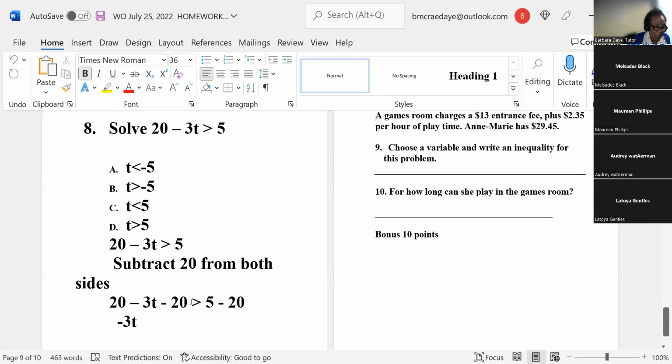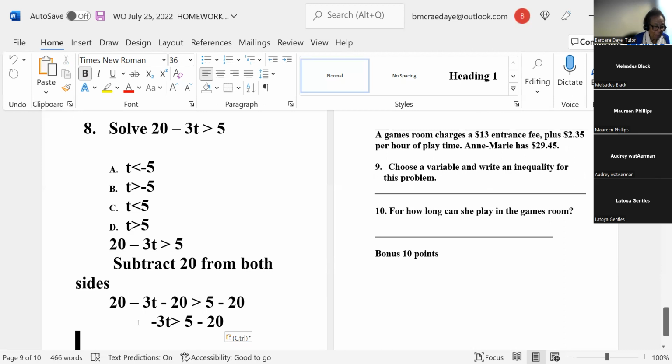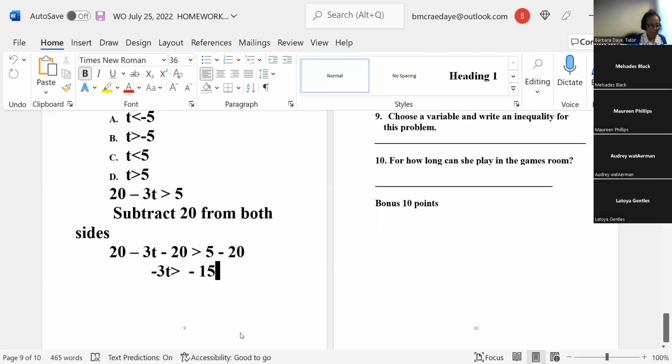And you have greater than, let me just copy this. So that's greater than, and what's 5 minus 20, Mercedes? That would be minus 15. That's right, minus 15. So let me put the 15 here. Now Mercedes, what's the next step? Solving for t.